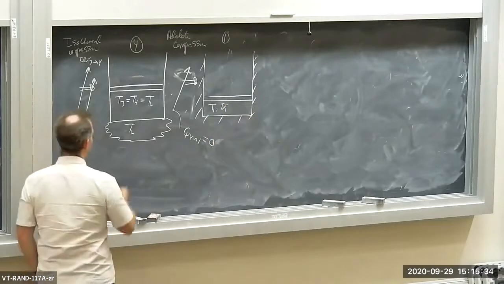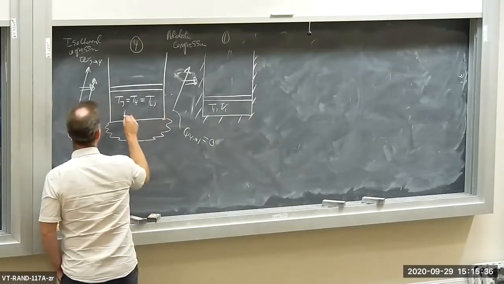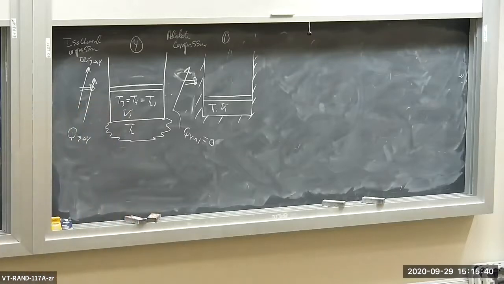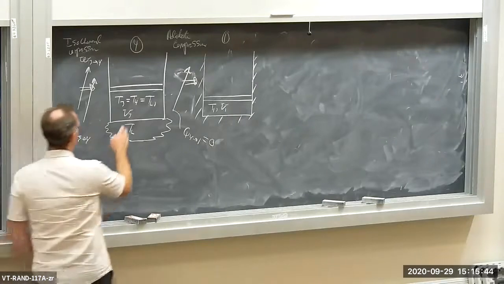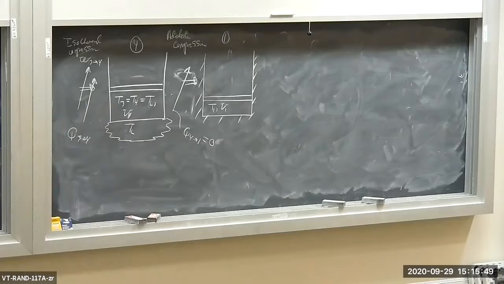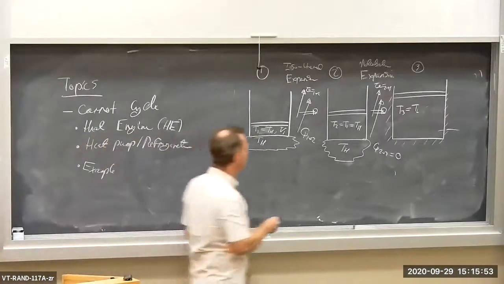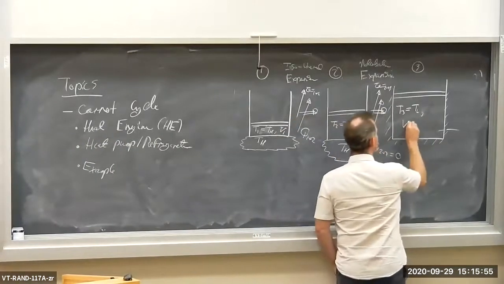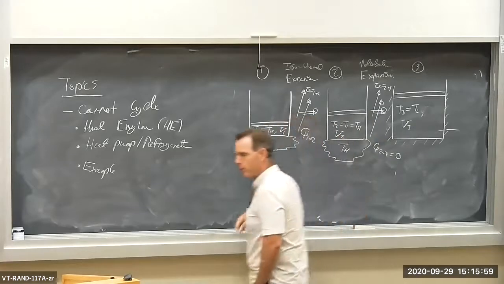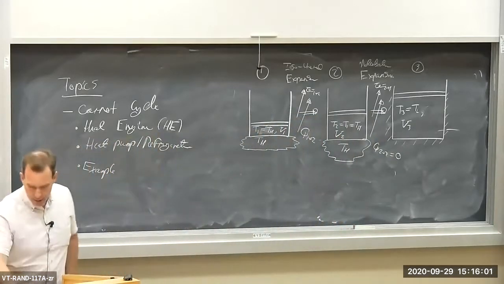I guess I should put the volumes in here too. So we have a volume V3, and of course, we have a volume V2 as well. I'm sorry, V4. That's state 4, not state 3. State 4, state 3, state 2. We got pressures too, but you can put that in if you want.